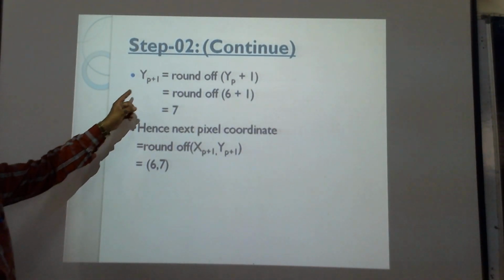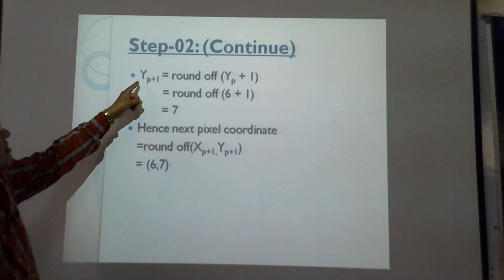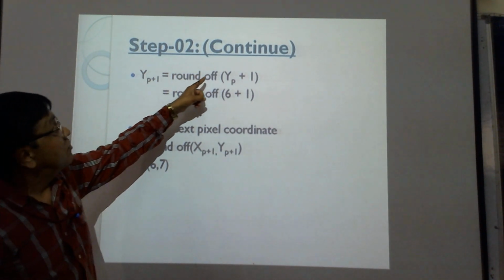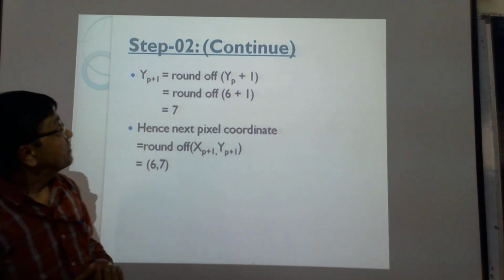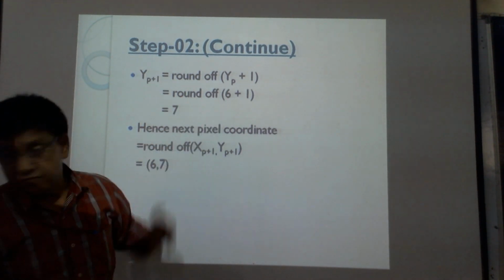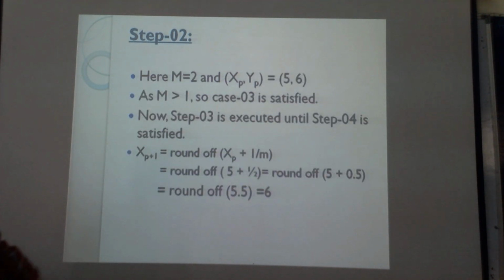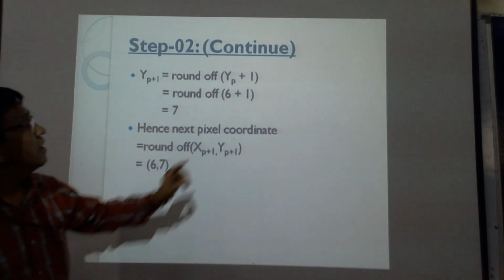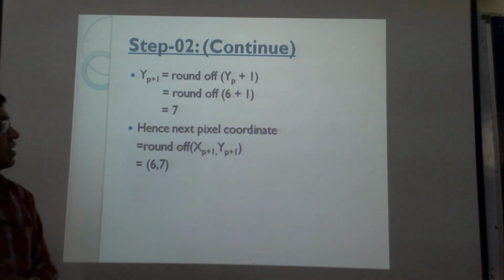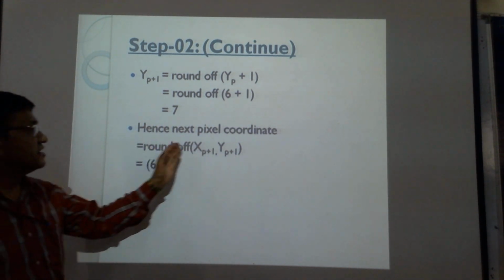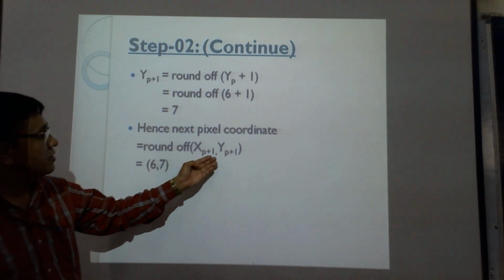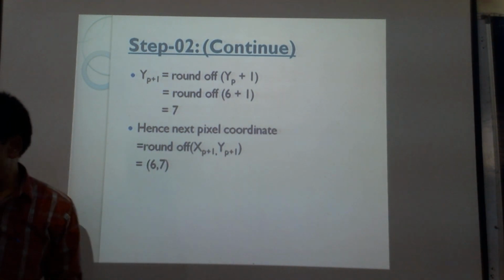Now we will calculate the y coordinate of the next pixel position. This is round off yp plus 1, and this yp, as in the previous case, is 6. Now 6 is taken here and plus 1 is added, so 7 is calculated. Finally, the next pixel coordinate, round off xp plus 1, yp plus 1, is 6, 7.